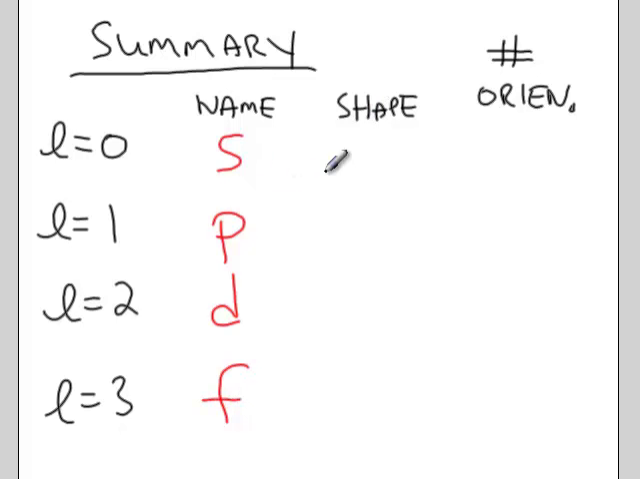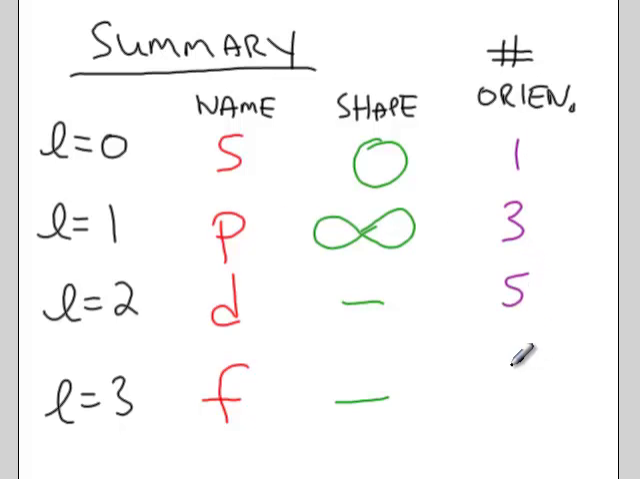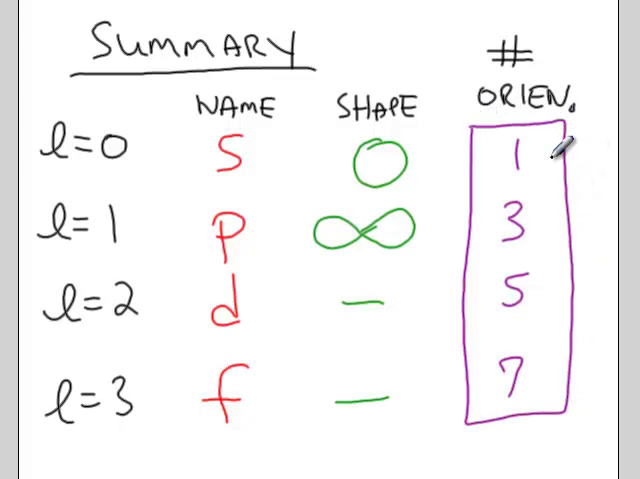The shape: s orbitals are spherical, and p orbitals are dumbbell shaped. D orbitals and f orbitals, you don't have to worry about the shape. The number of orientations is, remember, equal to the number of m sub L possibilities. So when we're talking about s orbitals, we had 1 orientation. P's, we had 3. D's, we had 5. And F's, we had 7. So 1, 3, 5, 7, obviously that's just the odd numbers. So you don't have to go through and count all the m sub L possibilities. Now you see where those numbers come from.